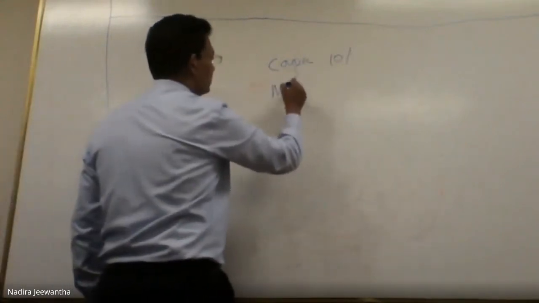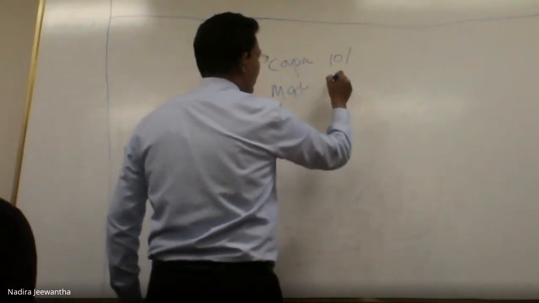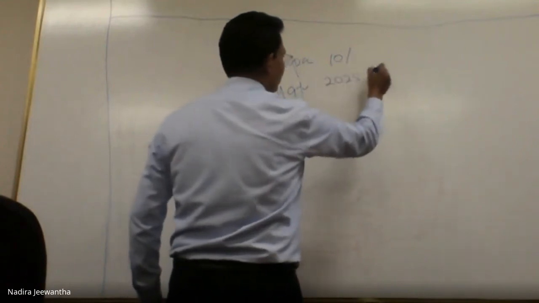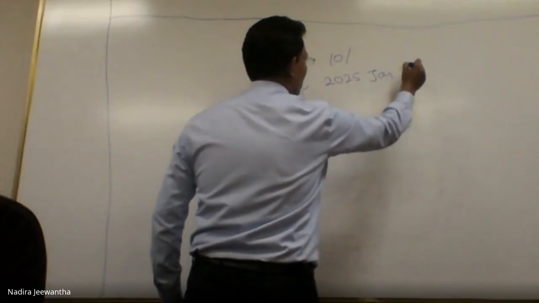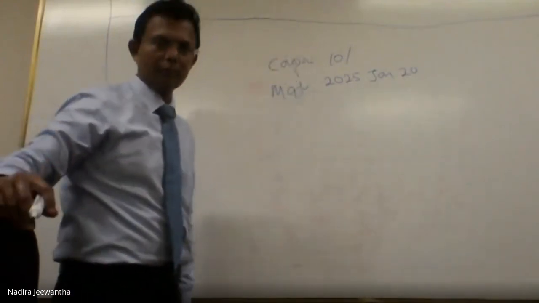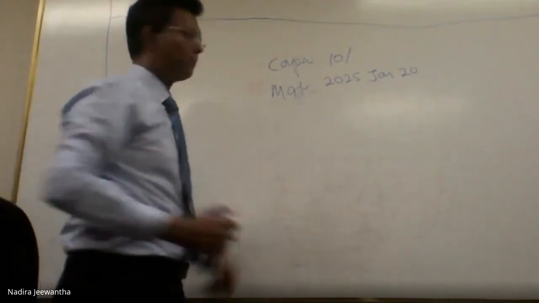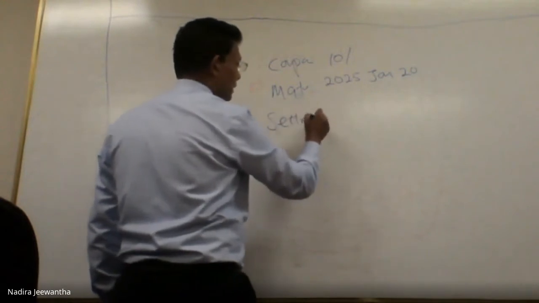Maturity, we say 2025 January 20th. Maturity. So we are going to purchase this particular instrument today. We call it, remember, settlement date.